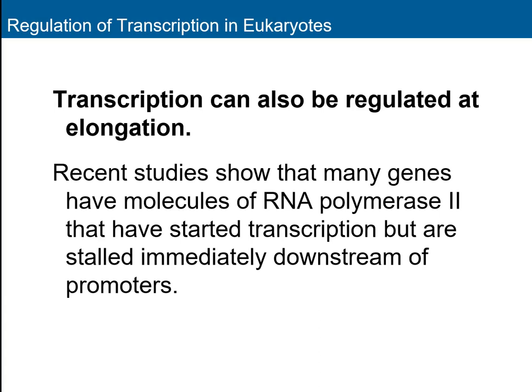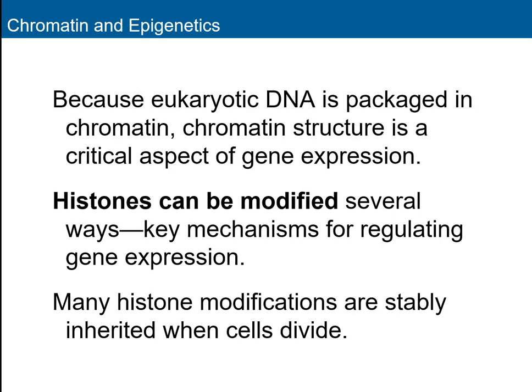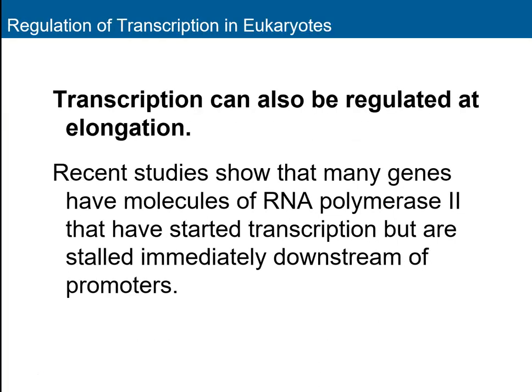Continuing on, you can also regulate transcription at elongation, but again, a lot of it happens at initiation. If you're following along on your review sheet, we're now at regulation of elongation. Studies have shown that molecules of RNA polymerase can start transcription but then are stalled. So just so you know, that's an option.